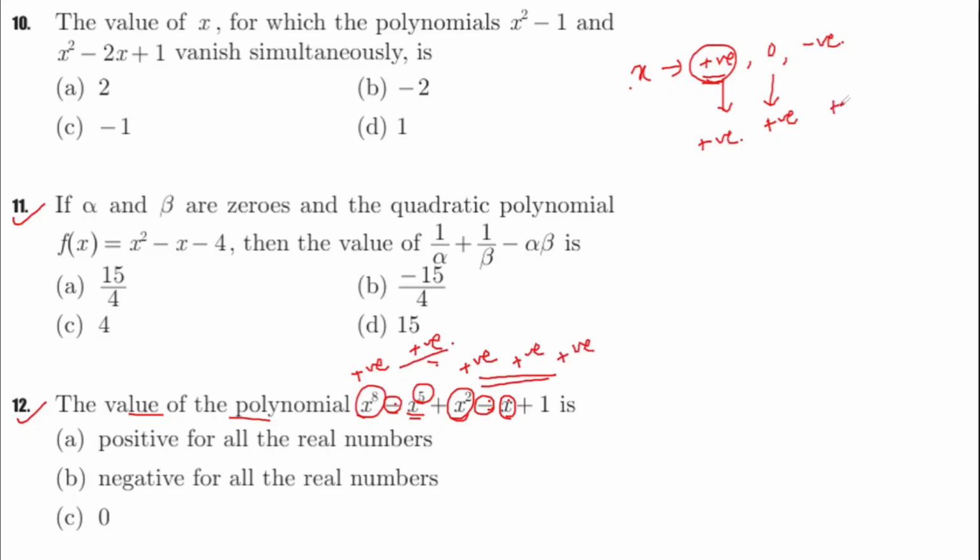So we have taken 3 different cases where x can be positive, 0 or negative. For a positive value of x, the value of the polynomial is positive. For 0, the value of the polynomial is positive. And for negative also, the value of the polynomial is positive. So in this question, the value of the polynomial is positive for all real numbers. I hope this question is clear to you.